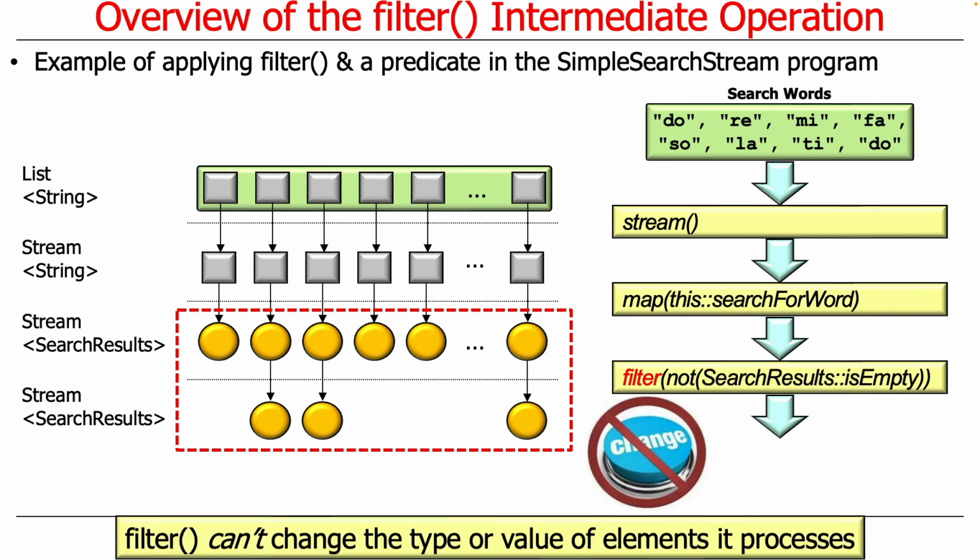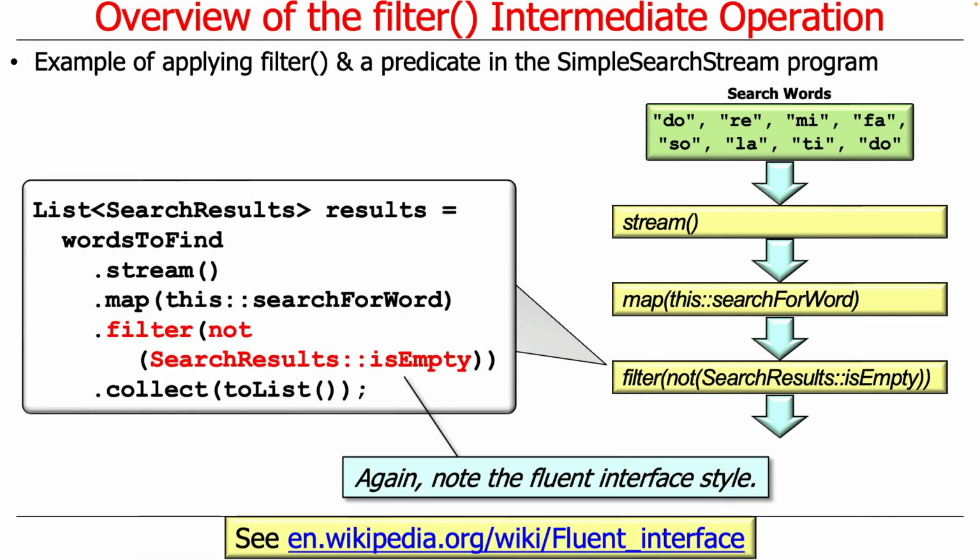Note, by the way, that unlike map, which can change the type and the value of the elements, filter cannot change the type or the value. It just can decide not to let it go. It's purely a filtering operation, not a transforming operation.